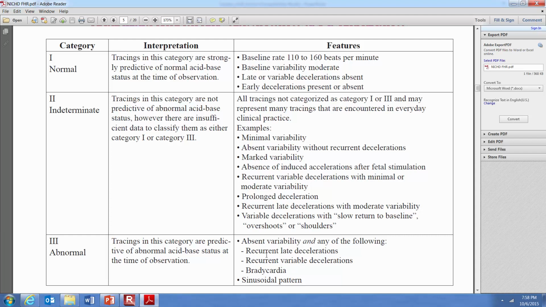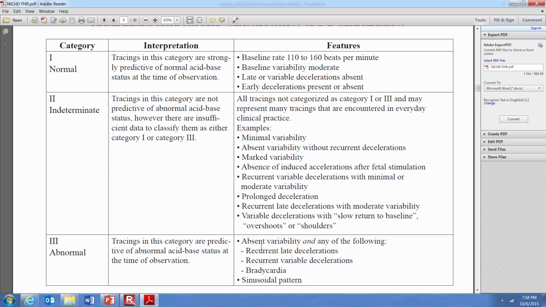Now listen, recurrent means that you're having these decelerations with at least 50% or more of your contractions. Okay, 50% or more. That's recurrent. Okay, that's important. That's recurrent, okay?